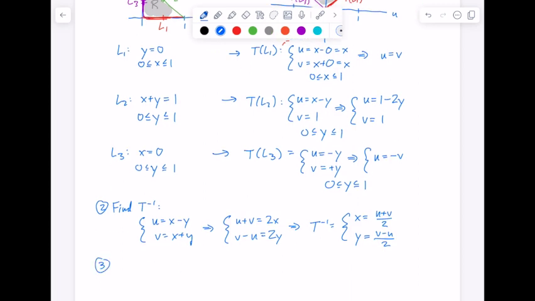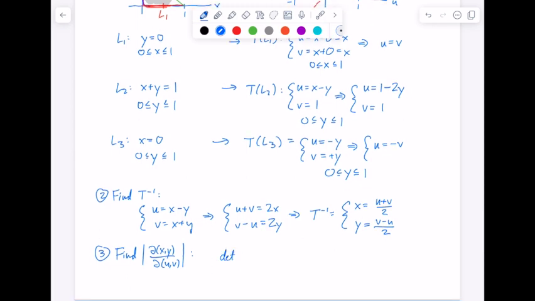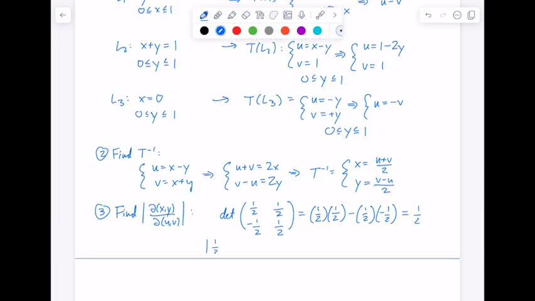For step 3, finding the absolute value of the Jacobian, this isn't too difficult. We once again just plug in the formula. We have functions here that just have constant factors in front of u and v, so the calculation is not too difficult, and we find that the quantity we want is absolute value of 1/2, which is 1/2.